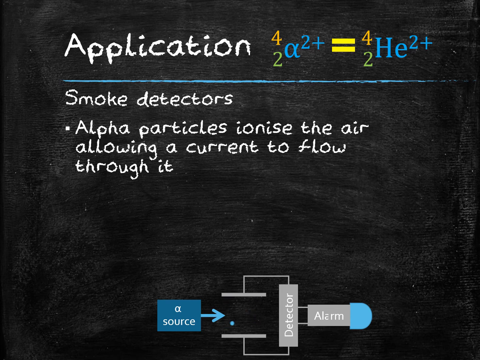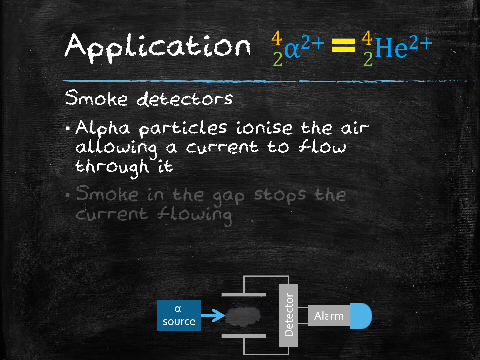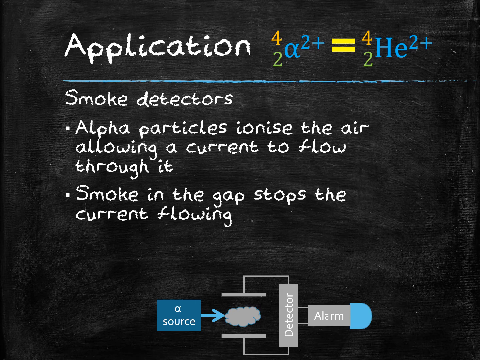So there is the alpha particles going into the gap and it's causing charged ions to move between the two. And as long as there's a current flowing, the alarm won't sound. Smoke getting into that gap stops the current from flowing. Effectively, the smoke particles prevent the charged ions from moving between the two plates.